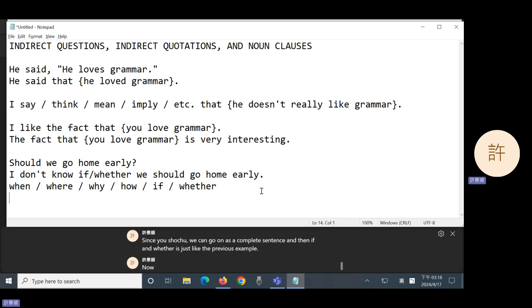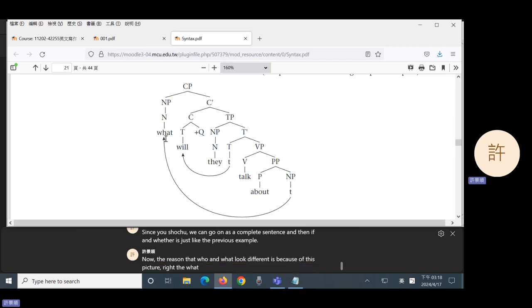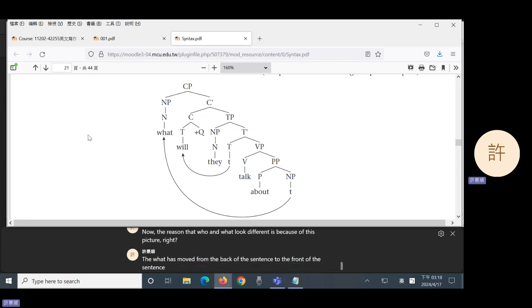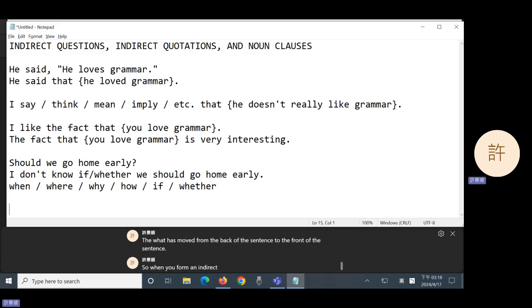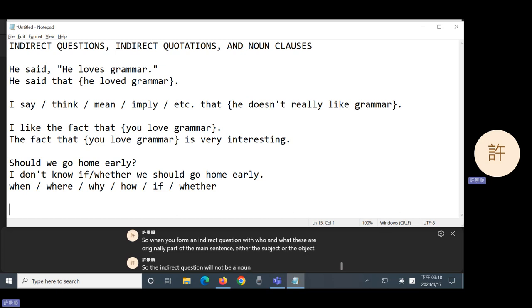Now, the reason that who and what look different is because of this picture, right? The what has moved from the back of the sentence to the front of the sentence. So when you form an indirect question with who and what, these are originally part of the main sentence, either the subject or the object. So the indirect question will not be a noun clause. It will not be a complete sentence within a sentence.